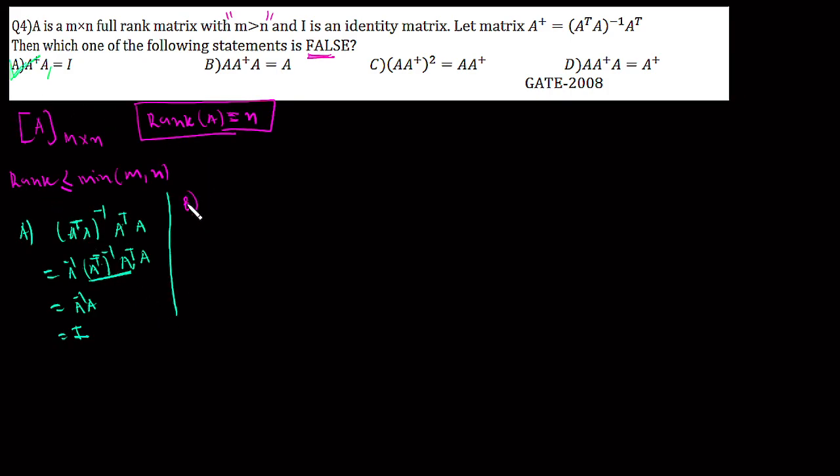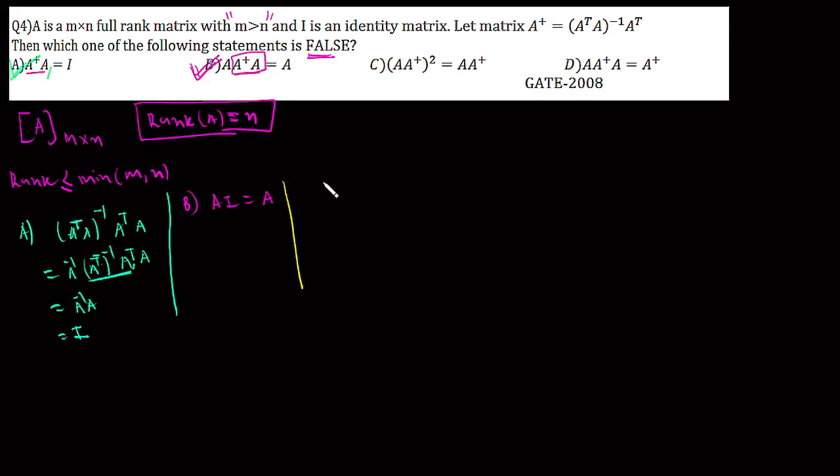Remember, we have to find the wrong relationship. Option B says if I multiply A plus with A on the left hand side, then in the output I get A. Recall from option A that A plus times A gives me identity, so let's directly replace this term with identity, because we have already proven it. So I can write A times identity, which again gives me the matrix A simply. So option B is also true and it is not the answer for this question.